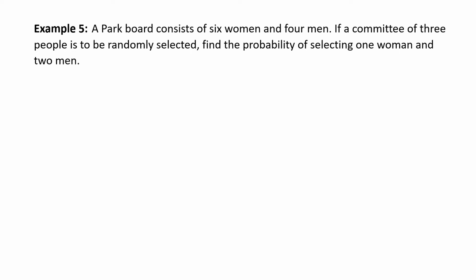Example: a park board consists of 6 women and 4 men. If a committee of 3 people is to be randomly selected, find the probability of selecting 1 woman and 2 men. We begin by recognizing that we need to use the counting principle, and that is, we need to figure out the number of ways in which women can be selected and multiply that by the number of ways in which men can be selected. Both of these processes require combination.